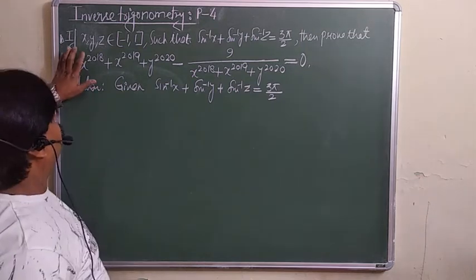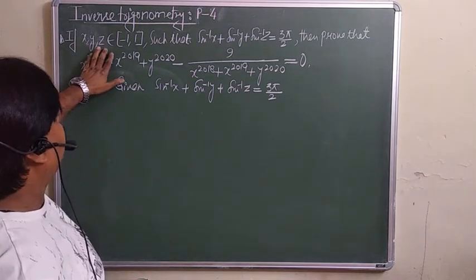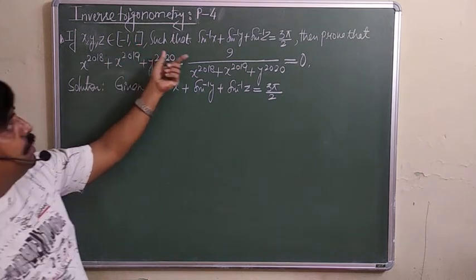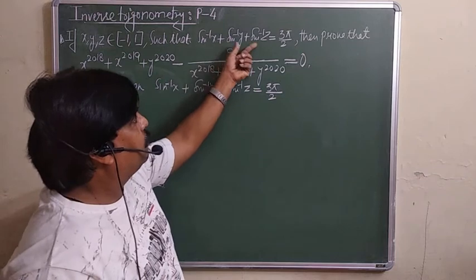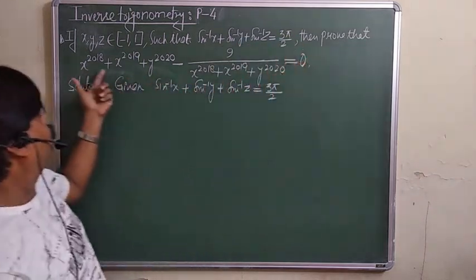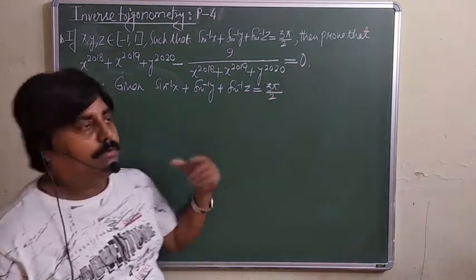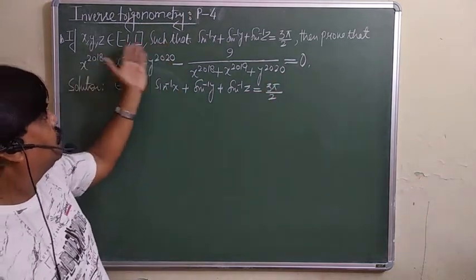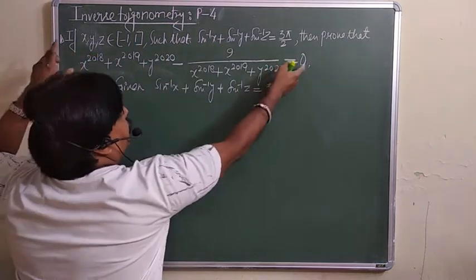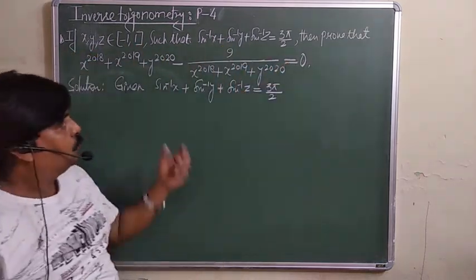Yes, now the question is, if x, y, z belongs to the closed interval minus 1 to plus 1, such that sin inverse x plus sin inverse y plus sin inverse z is equal to 3 pi by 2, then we are supposed to prove this is equal to 0. So this is a conditional question. If this condition is satisfied, then this will be equal to 0. So look at here now.